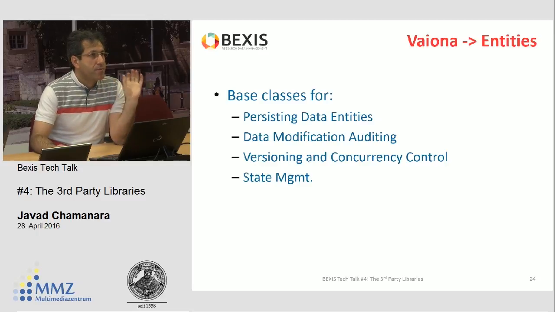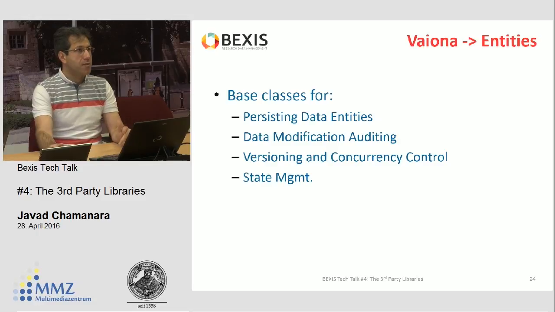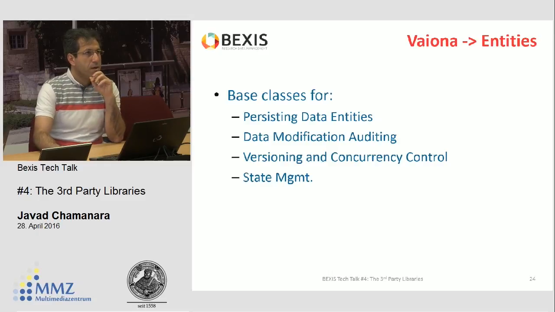Okay, then we were talking about the entities. These are the classes we use for persisting data, and we call them entities mainly because they have no real behavior. They are just a bunch of attributes that we collect and manage and communicate with the users, with the logic, with the UI, and so on. For this purpose, we have some base classes for entities that help us later with persisting them, auditing them, and also with concurrency control and state management.